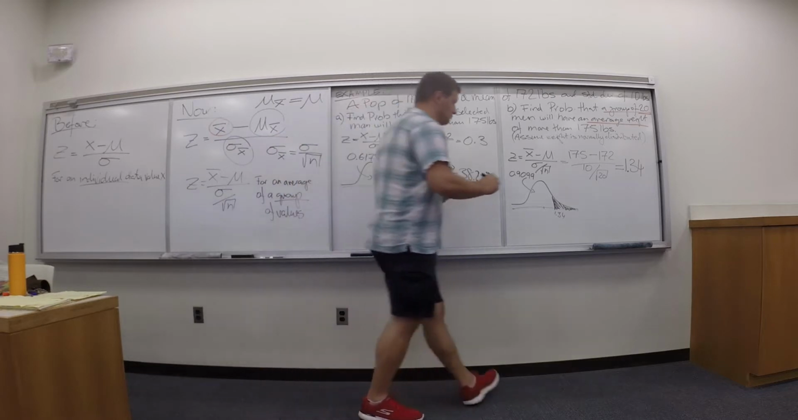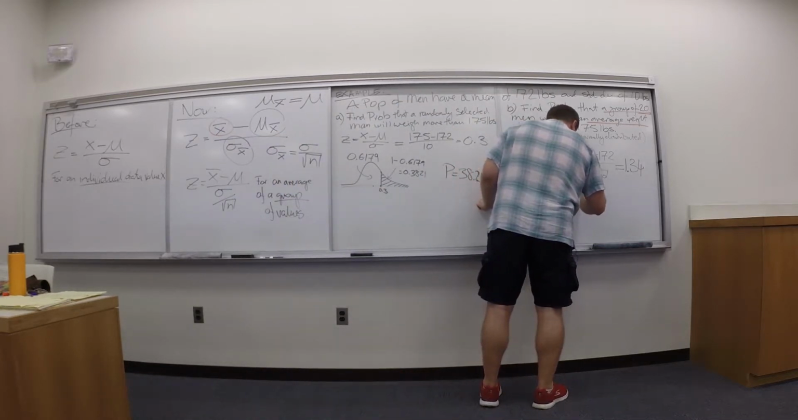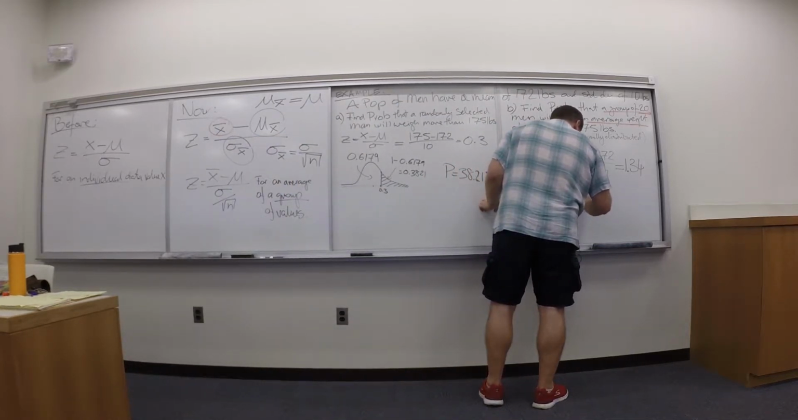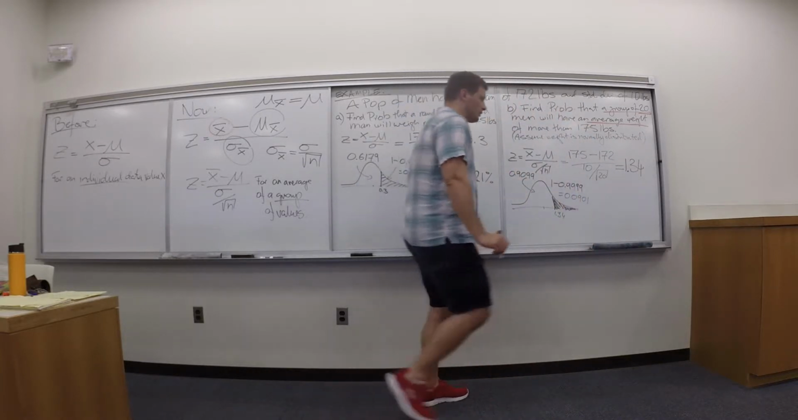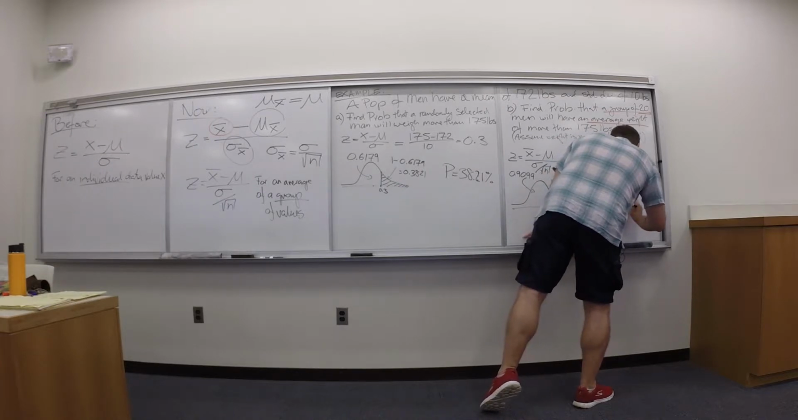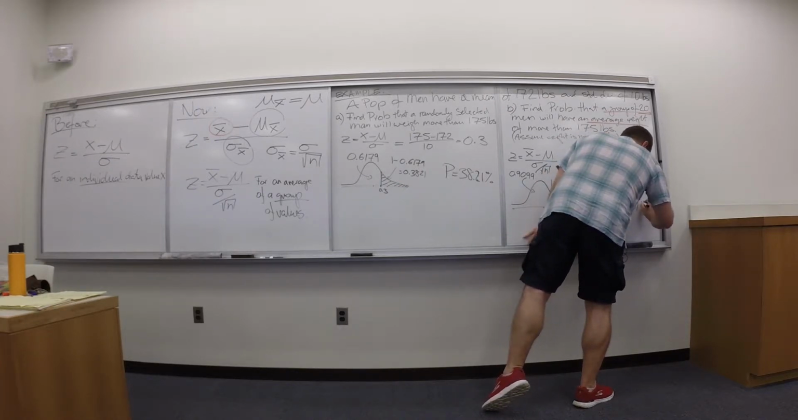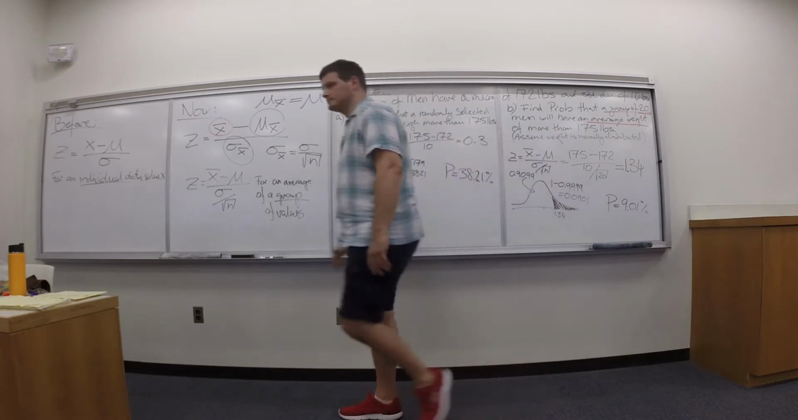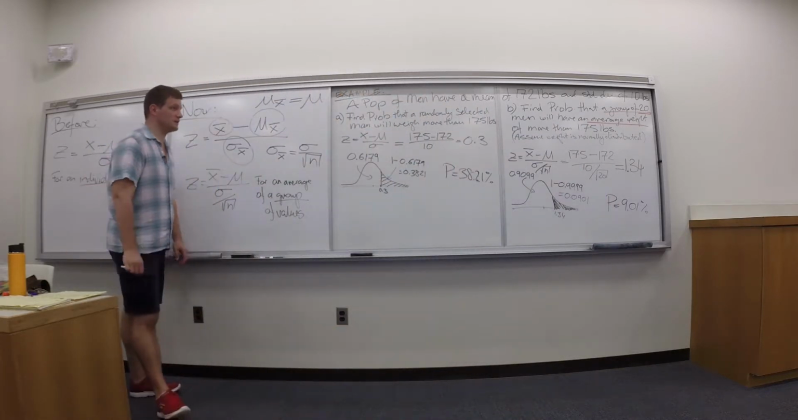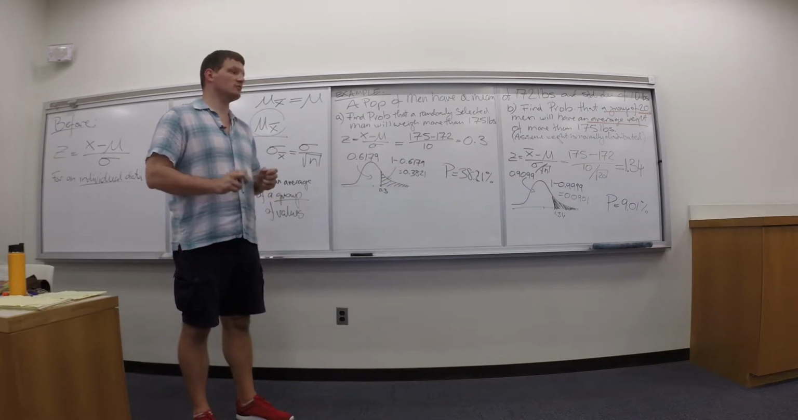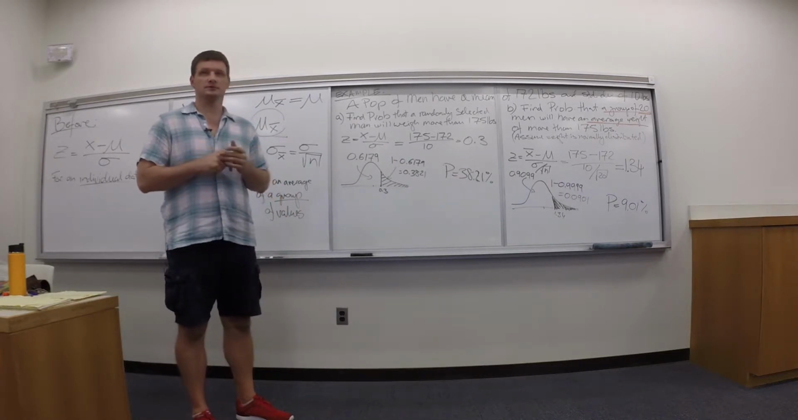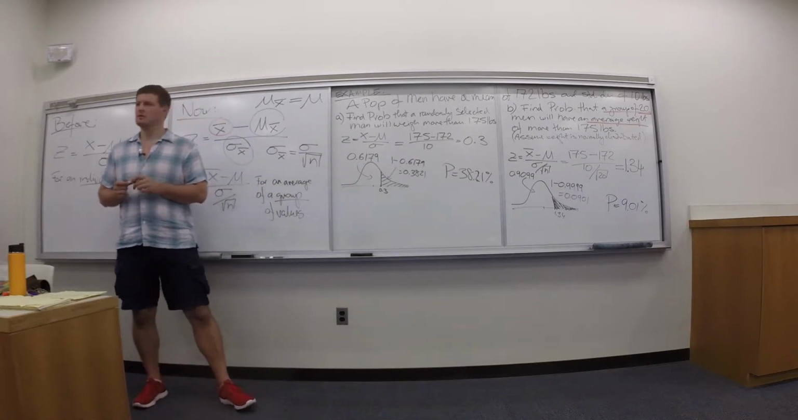So this one is yes, minus 1 minus 0. So probability is 9%. There's a 9% chance of selecting a group of men that will have an average weight of more than 175 pounds. Does it make sense? Yes, question.